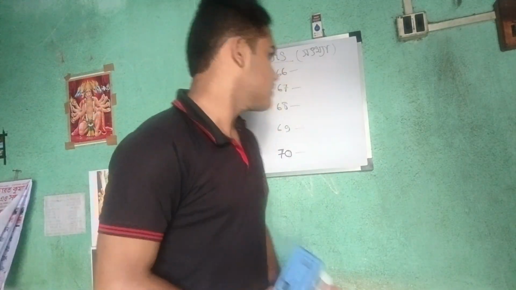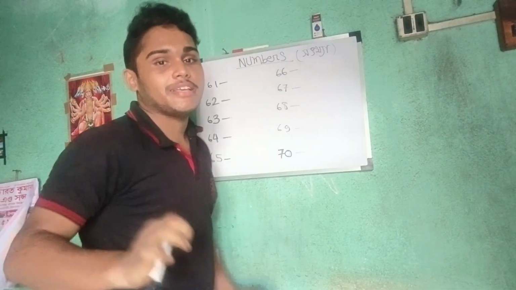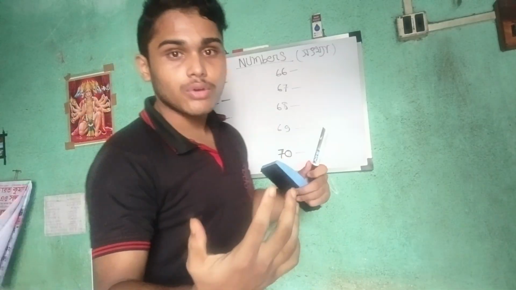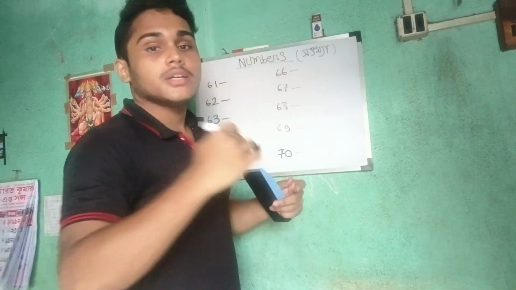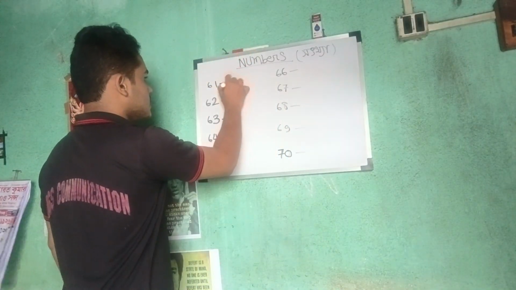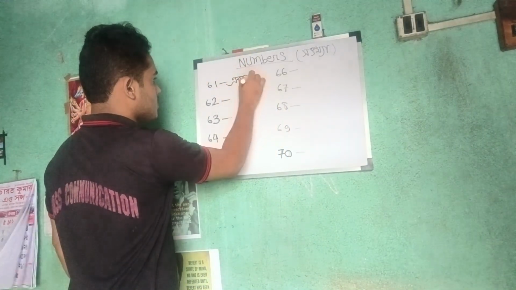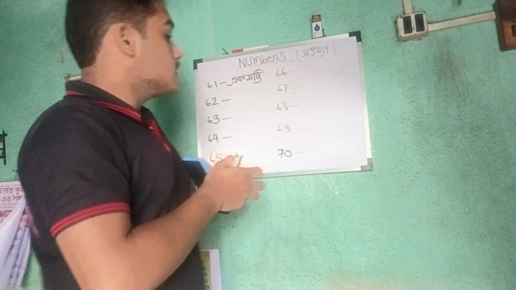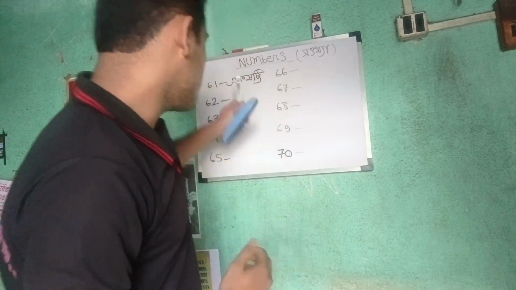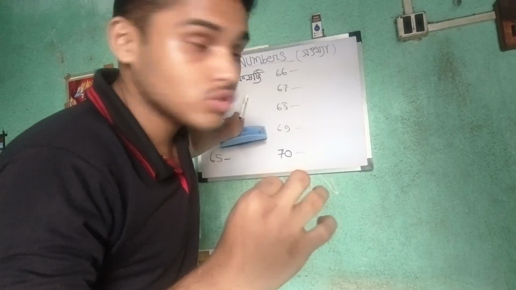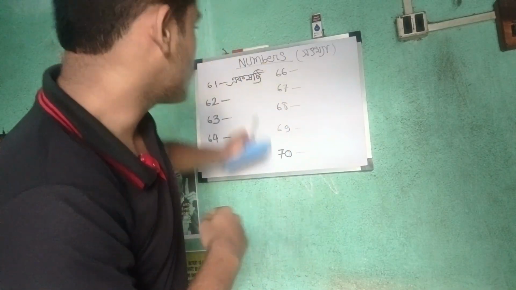So let's start. Our first number is 61. So how can we say 61? 61 means ekষট্টি. Ek, and then মূর্ধন্যস্য and then toy হস্যি.